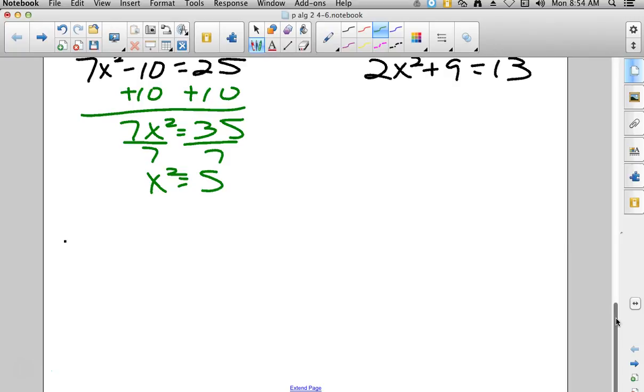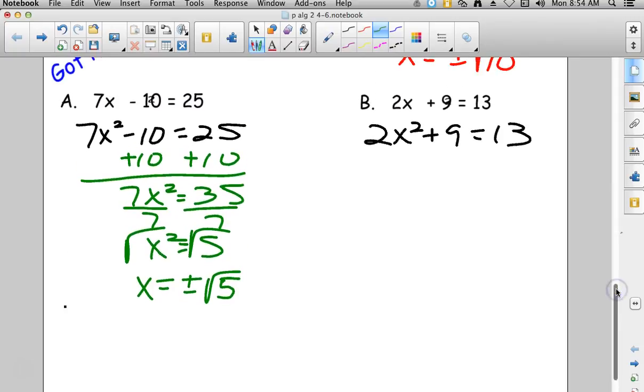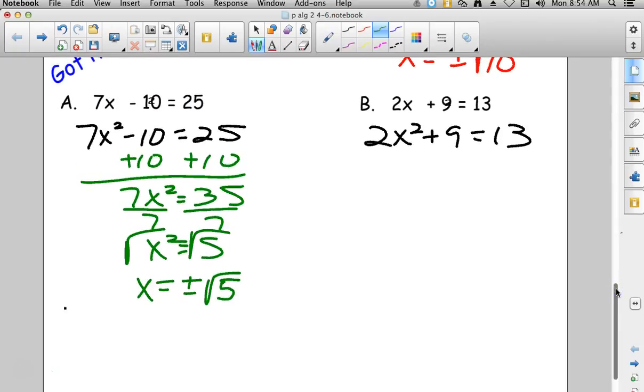And Caitlin and Dave, what do you do after that? Square root that bugger. Anything you can do to simplify the square root of 5? Nah, but it's 2 perfect answers there. Plus or minus the square root of 5. Perfect answer. Now we could, if the book said, you know, round your answer to the nearest hundredths or whatever, we could punch it in. But most of the time we want to leave these perfect.